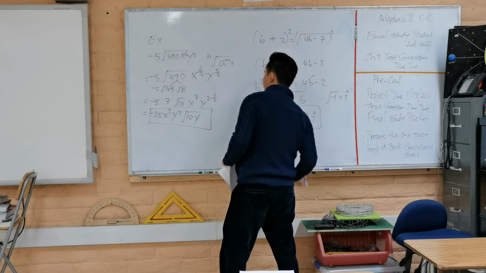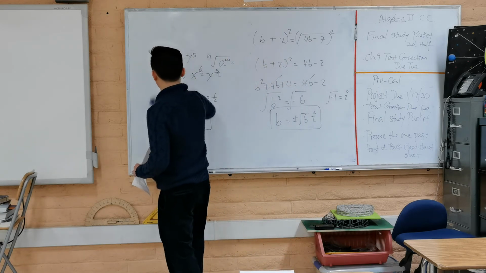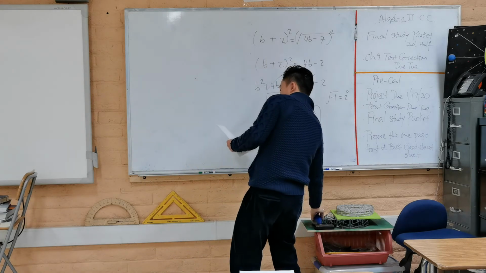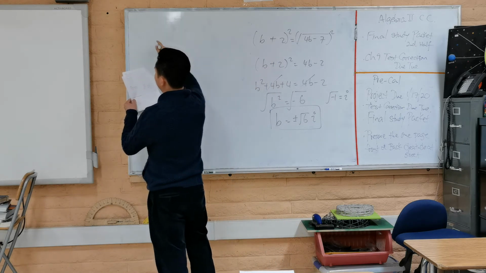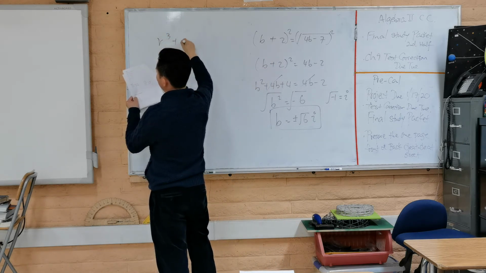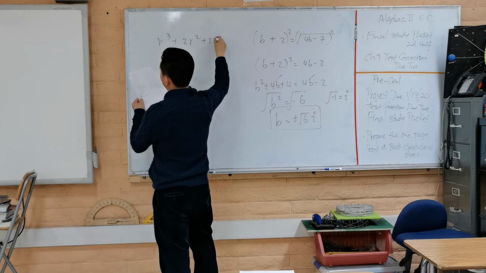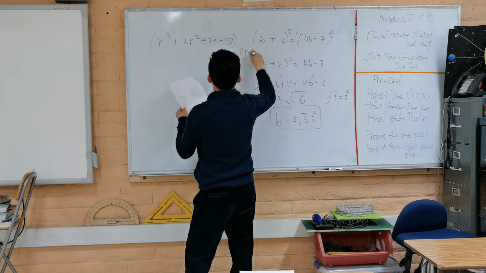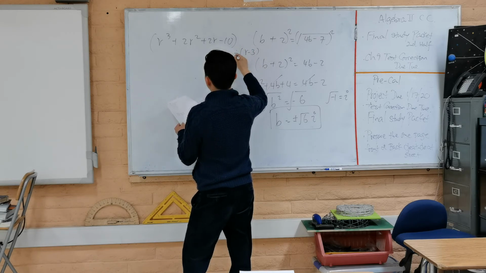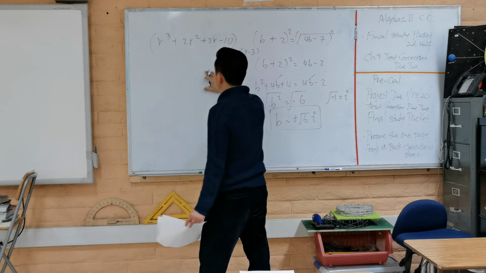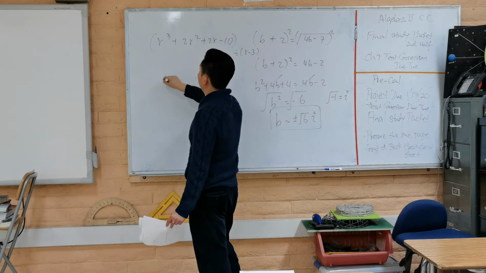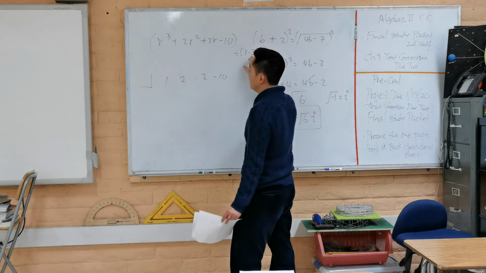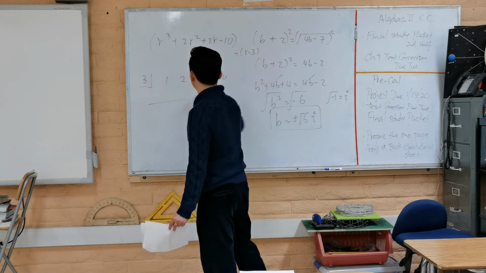Okay, so let's do one problem for synthetic division. So here's what we got: r to the power of 3 plus 2r squared plus 2r minus 10, divided by r minus 3. Synthetic division means you need to write down all the coefficients for the dividend, so we have 1, 2, 2, negative 10. The divisor that we have is always the conjugate of this, so it's positive 3.